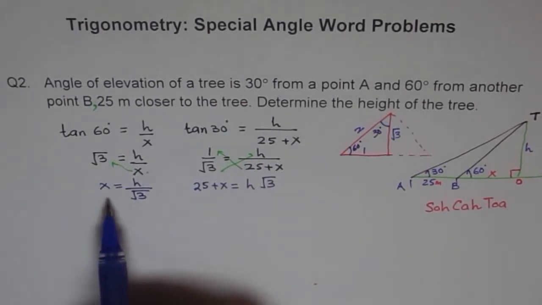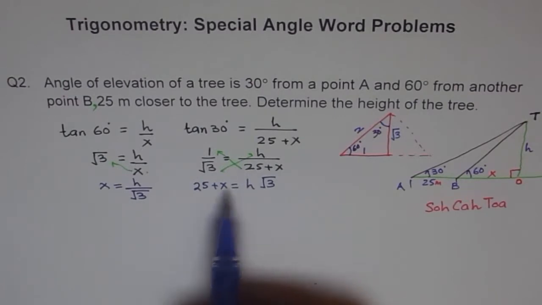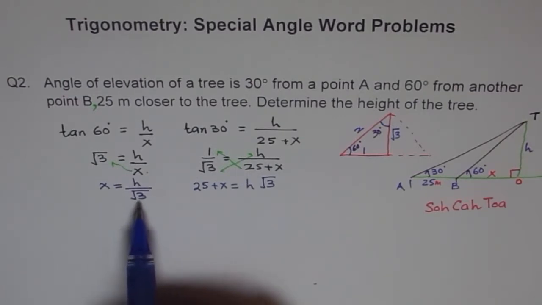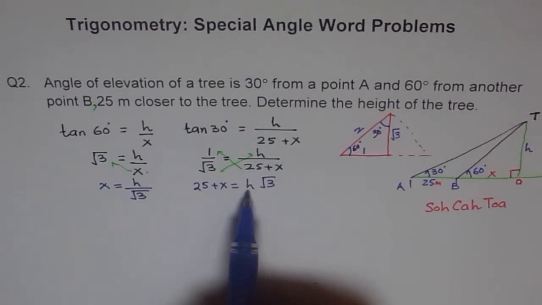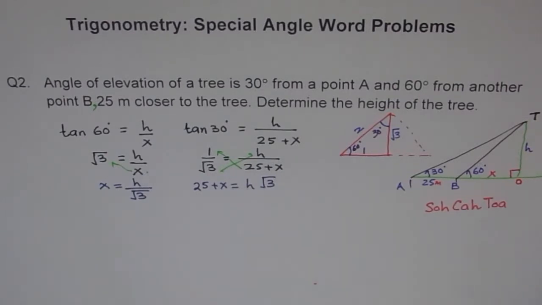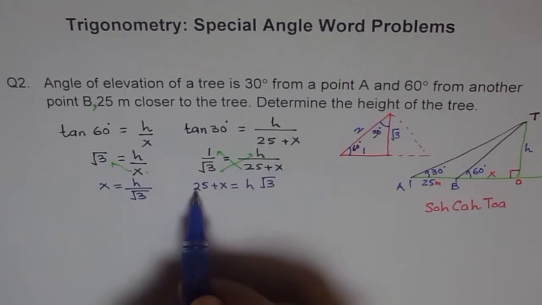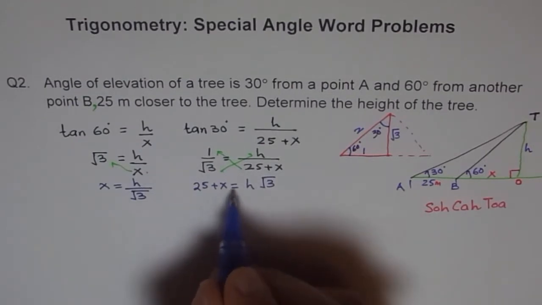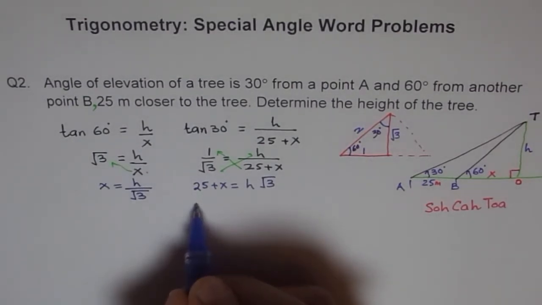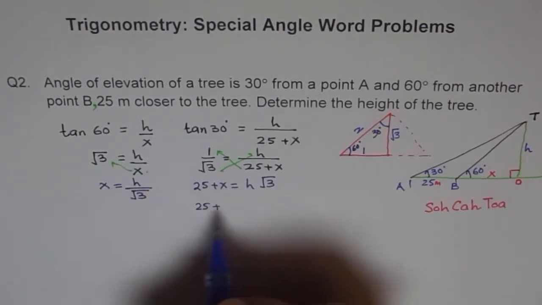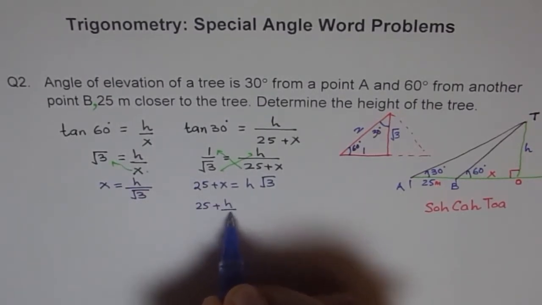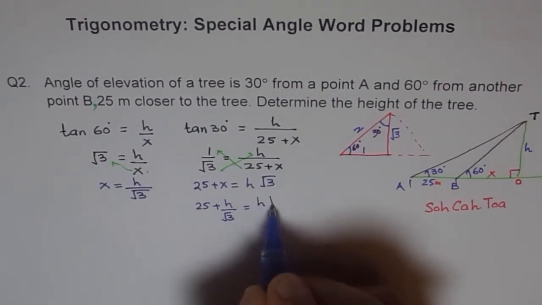Now since we have two equations here and we know what x is, we can substitute this value of x here, then we'll have an equation only in h, right? And then we can solve for h. So let's do it. So we'll write 25 plus x equals to this as 25 plus, instead of x I'm writing h over square root 3, equals to h square root 3.